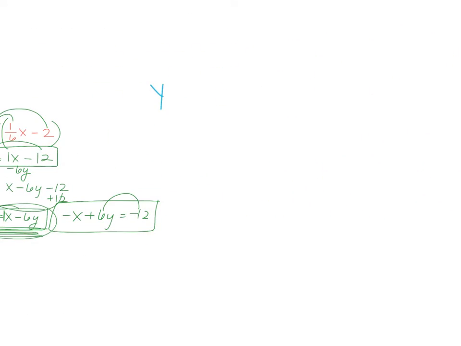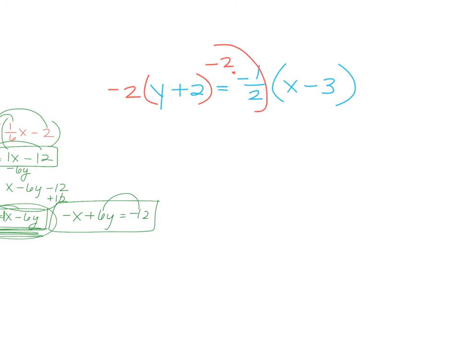Okay, let's do this one. Let's say you have y plus 2 equals -1/2 times x minus 3. Okay? What are you going to multiply both sides of your equation by? -2. So if I multiply by -2 here, and I multiply by -2 here, notice what happens. This is 1, so that's going to go away. This you're going to distribute. So it's going to be -2y minus 4 equals x minus 3.